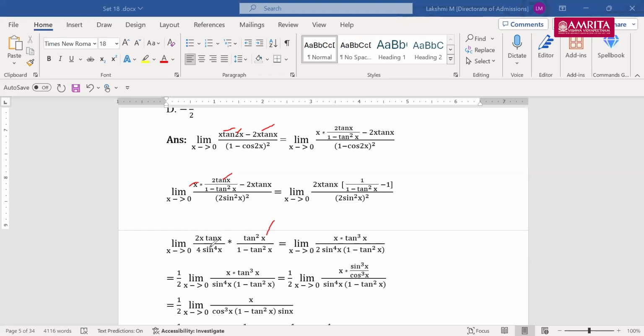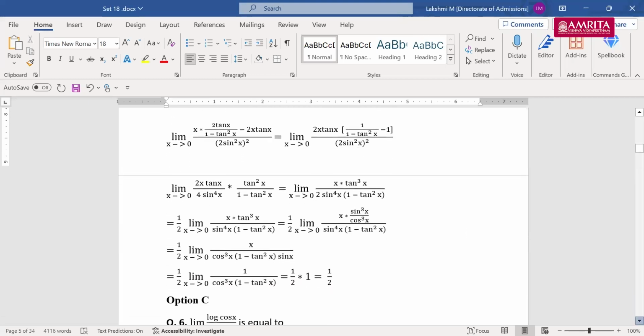I hope up to this, the simplification is clear for you. Then we have limit x tends to 0. This is 2 by 4, it's 1 by 2. 1 by 2 into x tan square x and this tan x, it will be tan cube x divided by sine raised to 4x into 1 minus tan square x. Now you have to simplify all these terms, so you have to think in that way. For simplification, you could substitute for tan as sine and cos terms, and you can just rearrange it. I'll just show it again.